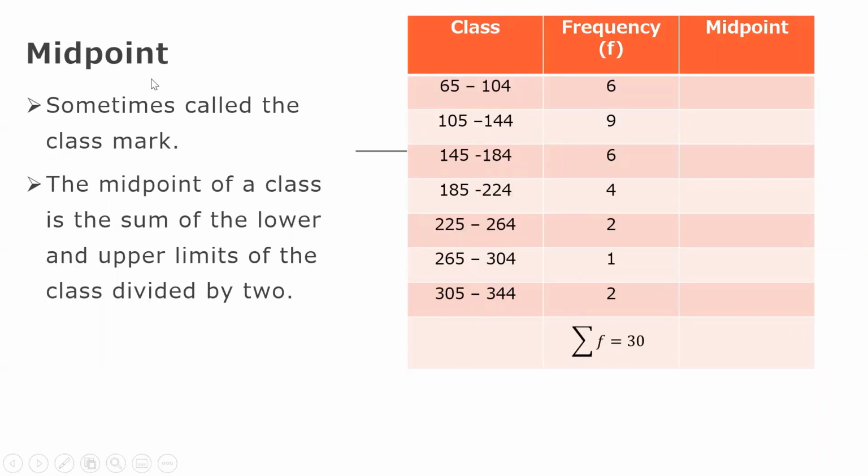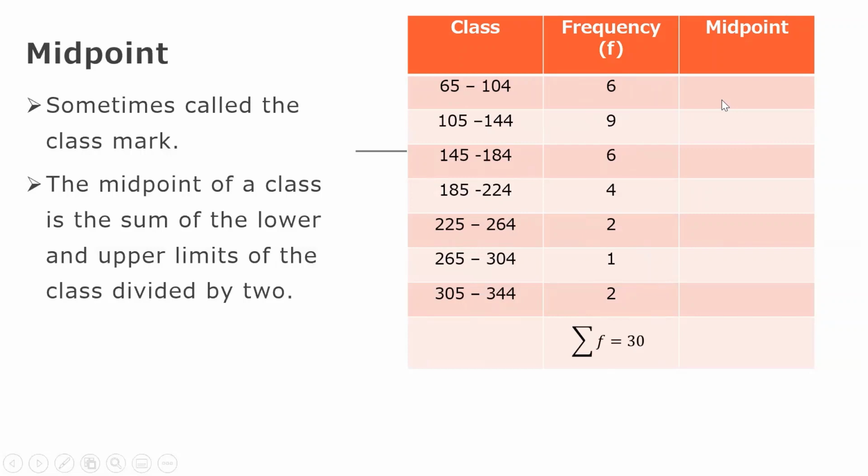Okay, next is the midpoint. The midpoint is sometimes called the class mark. The midpoint of the class is the sum of the lower and the upper limits divided by 2. So again, we have now the classes, and the frequency, 6, 9, 6, 4, 2, 1, 2. Now add the frequencies. The sum is equal to the number of data entries. So we have 30 data entries in the problem. So it must tally to the number of data entries in the problem.